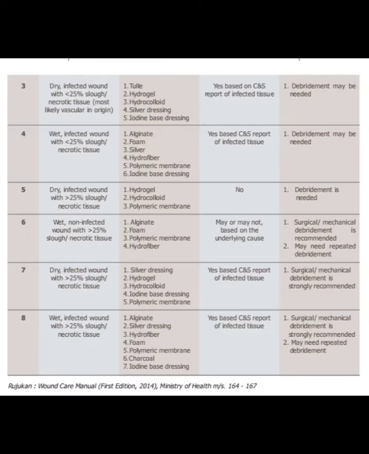Wound type 3 is a dry, infected wound but with less than 25% slough or necrotic tissue. We can use tulle, hydrogel, hydrocolloid, silver dressing, or iodine-based dressing. Antibiotic, yes, based on C&S report or infected tissue. Wound type 4 is a wet, infected wound with less than 25% slough. Alginate, foam, silver, or hydrofiber can be used. Antibiotic, yes, based on C&S or infected tissue.